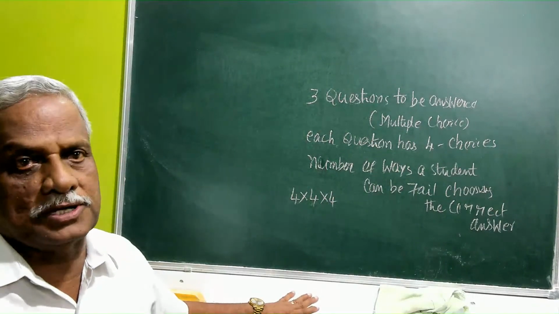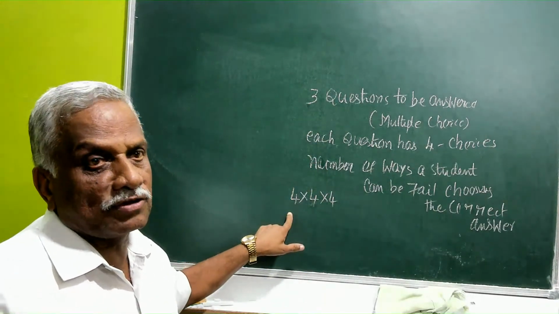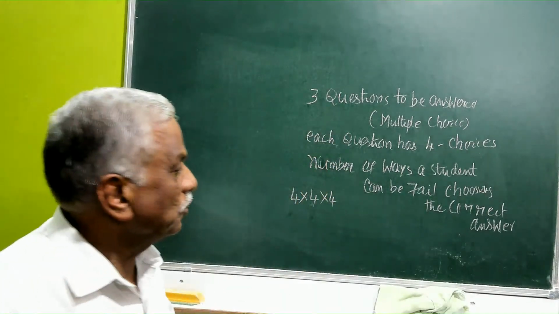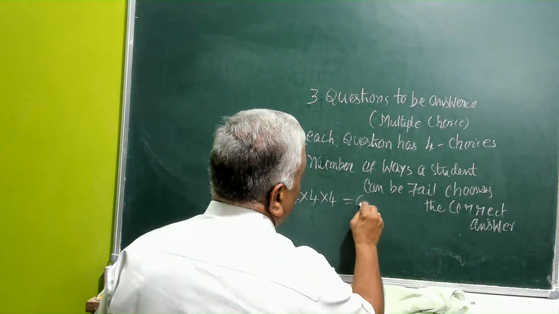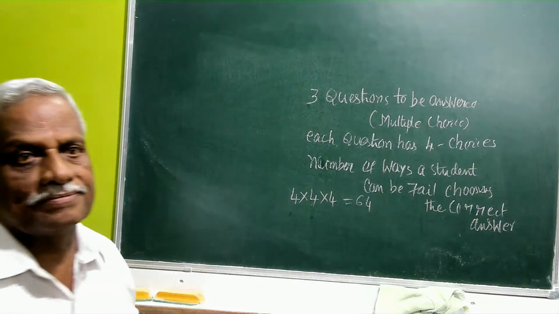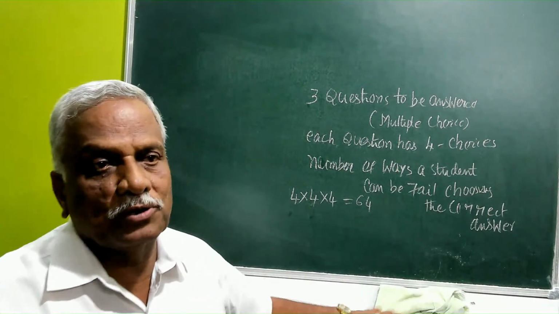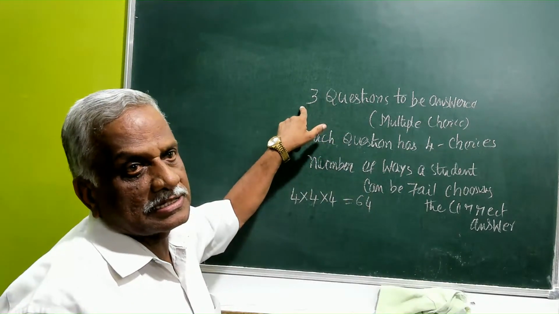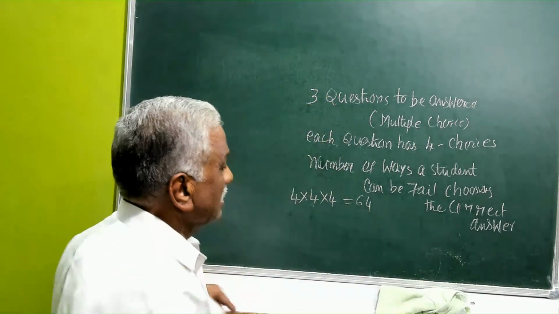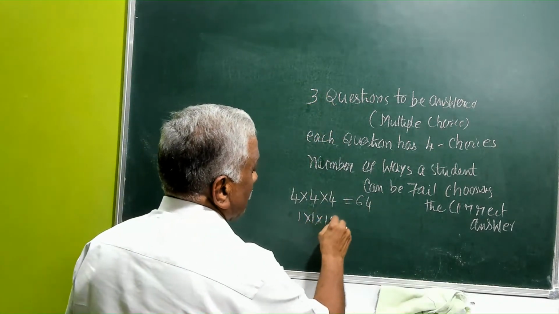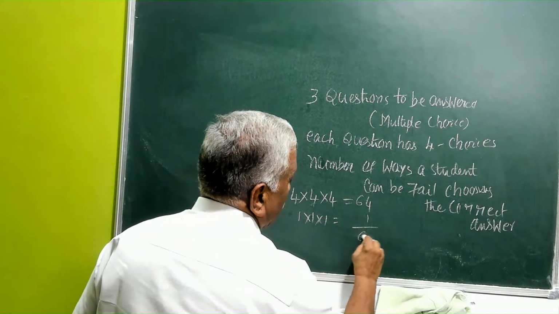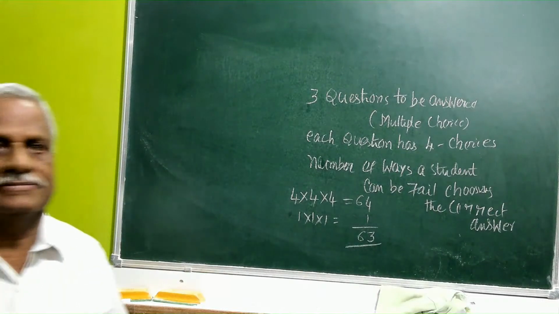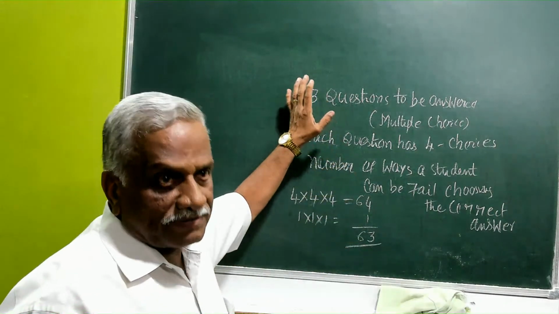Every question has 4 choices. The first question can be answered in 4 ways, the second question in 4 ways, the third question in 4 ways. Totally, there are 64 ways of answering. But you know that out of this, only one answering is correct. The correct answer for the first question is 1 way, second question 1 way, third question 1 way. Therefore, the number of choices for failure is 63. I repeat, there are 3 questions.